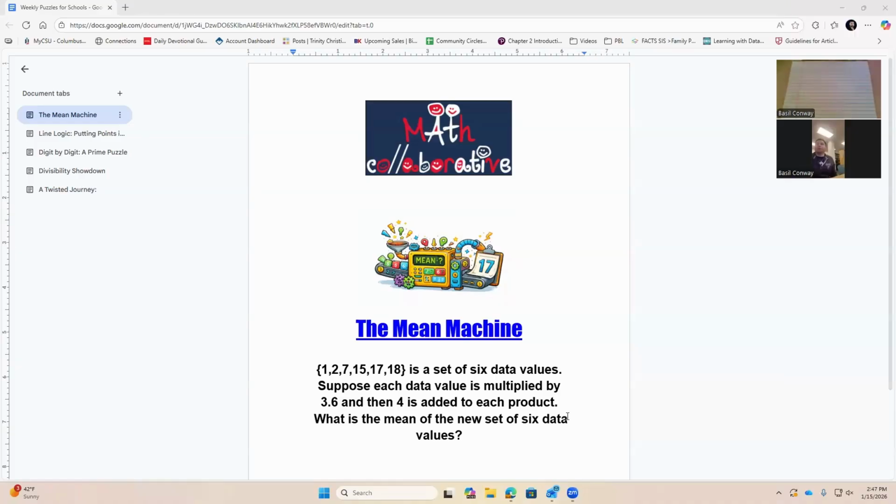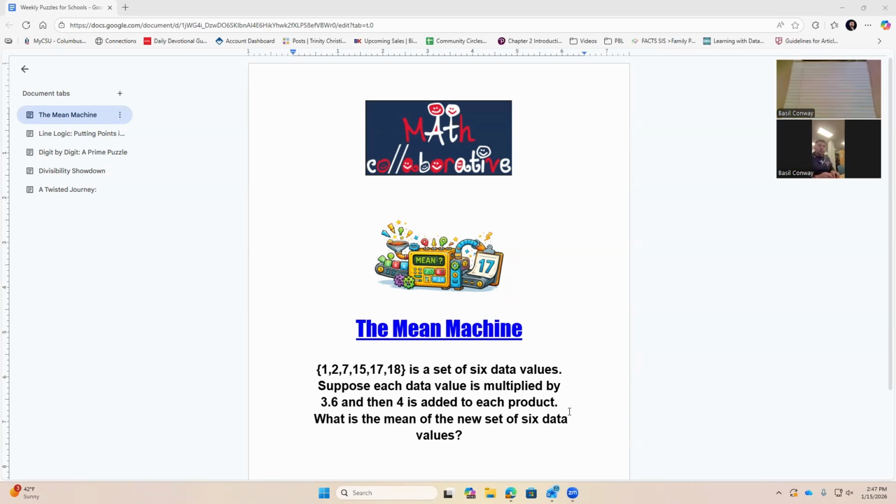All right, so welcome to the first solution to our set of problems. Our first week's problem was the mean machine. The data set is 1, 2, 7, 15, 7, 18. They want you to find the mean of this after you have multiplied by 3.6 and then added 4.